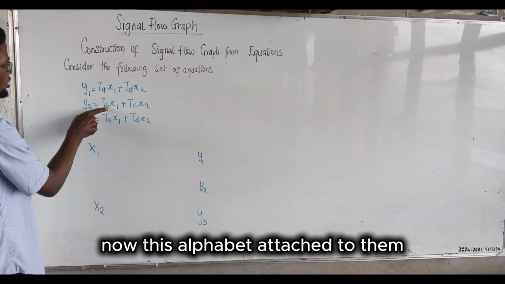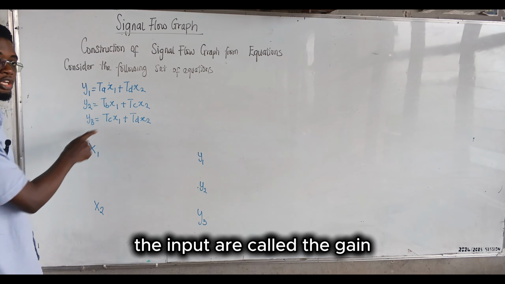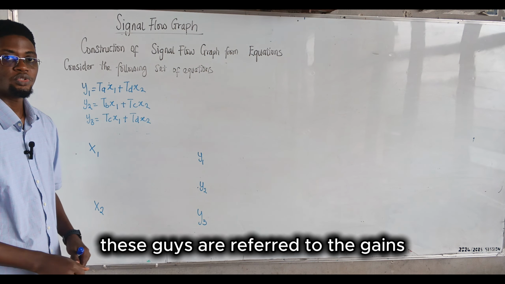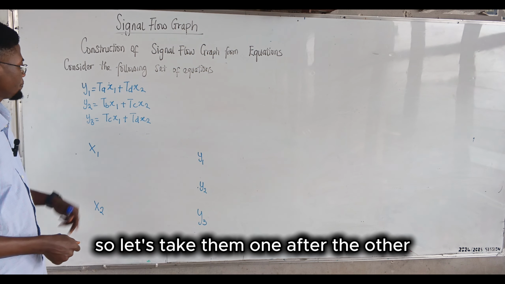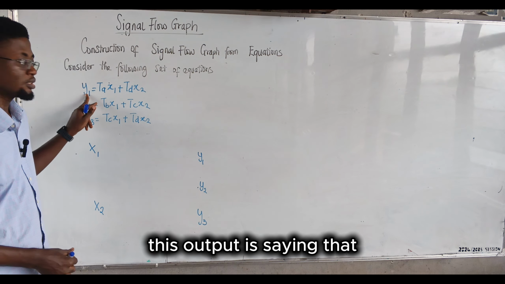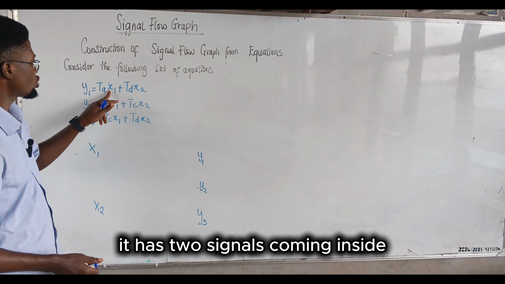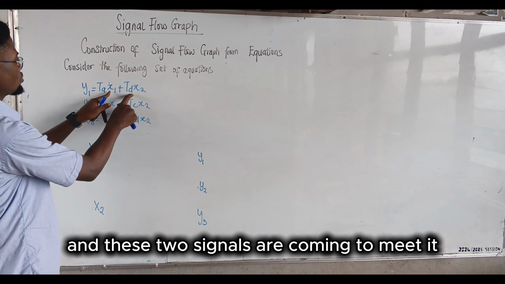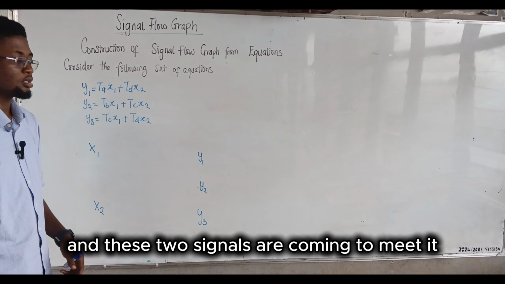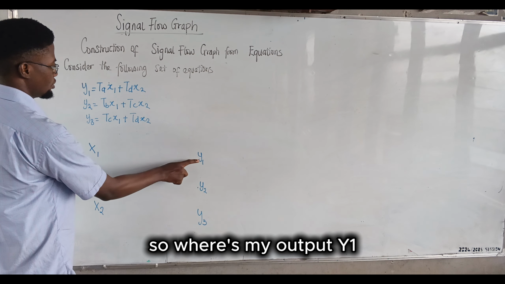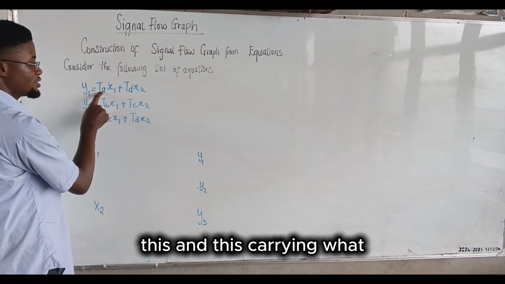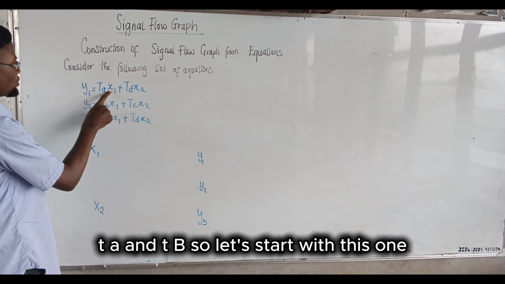Now, this alphabet attached to them, the letters attached to the inputs, are called the gains. These guys are referred to as the gains. So let's take them one after the other. This output is saying that it has 2 signals coming inside. This is an output, and these 2 signals are coming to meet it. So where's my output? Y1. I have how many signals coming to meet it? This and this, carrying what? TA and TB.